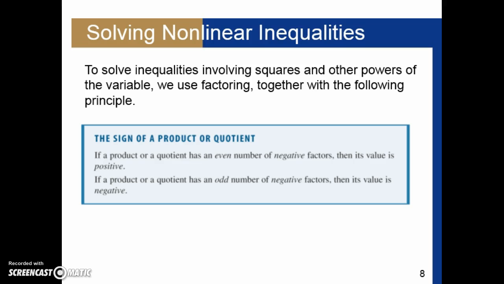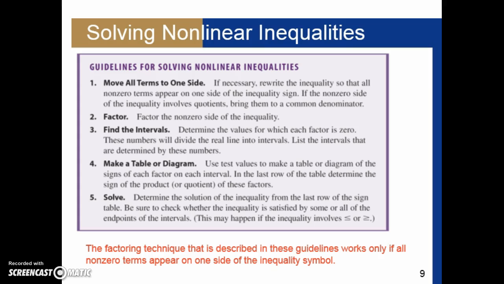Let's solve nonlinear inequalities. If we have inequalities that involve squares or other powers, we use factoring together with this principle. If a product or a quotient has an even number of negative factors, then its value is positive. If a product or a quotient has an odd number of negative factors, then its value is negative. So we'll see how that works out.